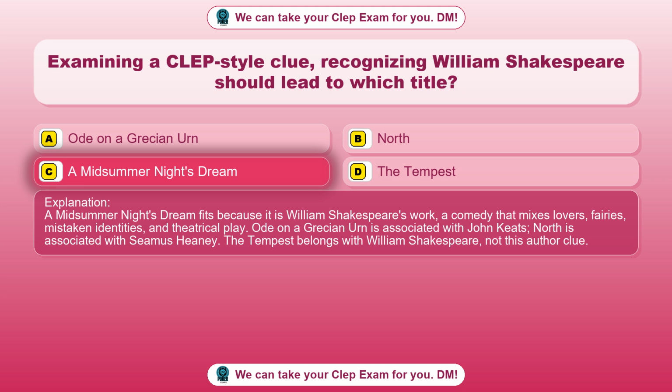Ode on a Grecian Urn is associated with John Keats. North is associated with Seamus Heaney. The Tempest belongs with William Shakespeare, not this author clue.